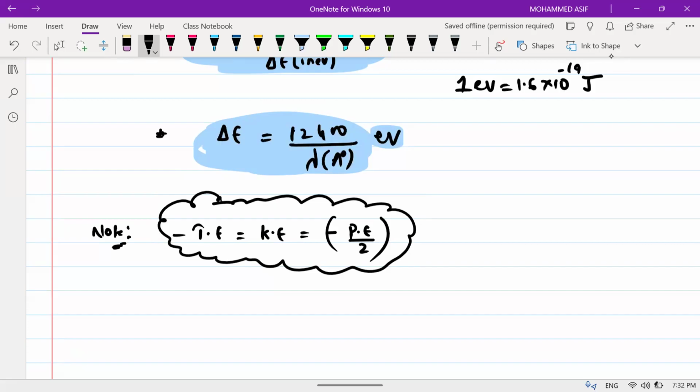What happened to the mass of the electron when it is revolving? It always remains constant.